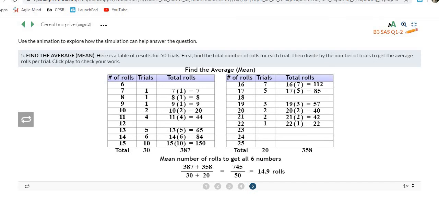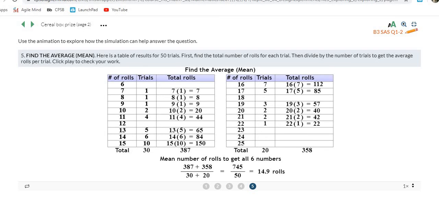So on average for this simulation that we did, how many boxes should the fellas buy? 15. 14.9 probably will not let you check out. 0.9 of a box. Okay.